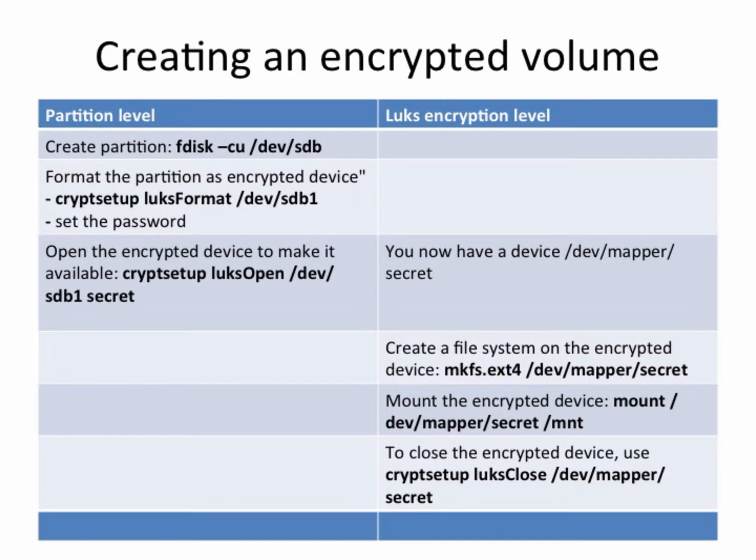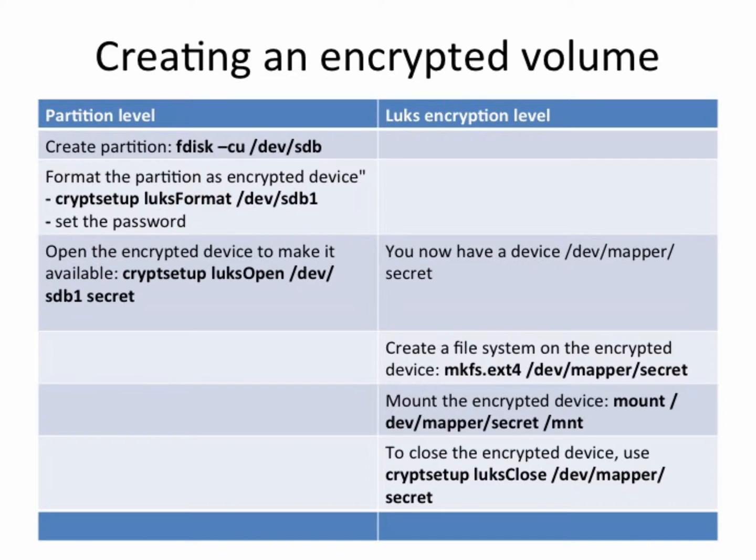So in this slide you can see the summary of different tasks that need to be accomplished. First, on the partition level, you need to create a partition. Next, you will need to format the partition as an encrypted device. The command to use for that is cryptsetup luksFormat /dev/sdb1, for example. When formatting the encrypted device, you also need to set an encryption password. That password is going to be needed later to open the encrypted device.